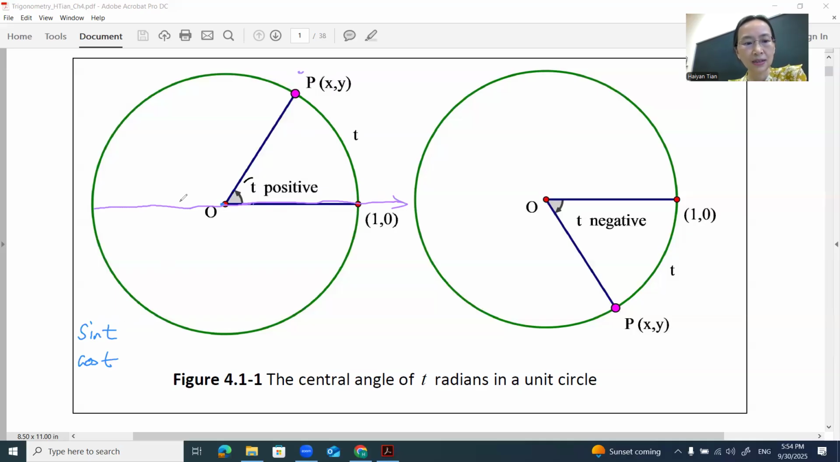According to our practice, we pick a point on the terminal side of the angle, and sine t is defined by y over radius. The radius is 1, so sine t is simply y. The cosine t is defined to be the x coordinate of the point on the terminal side of the angle, so x over radius.